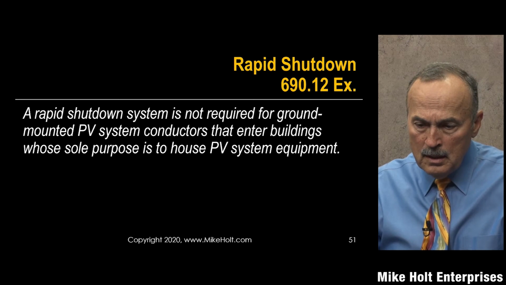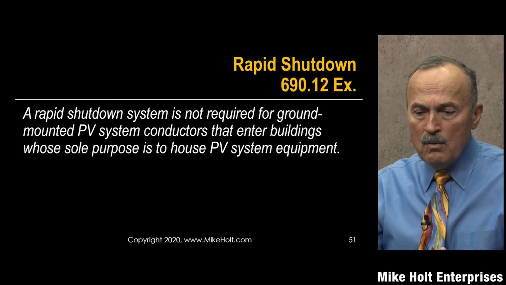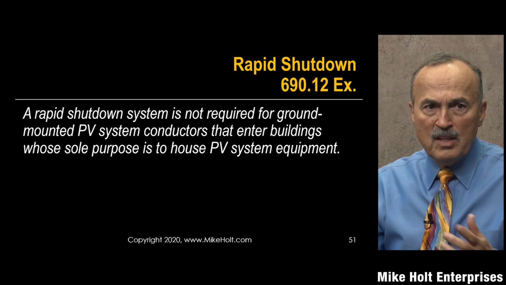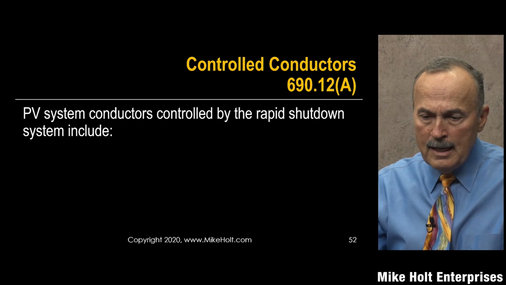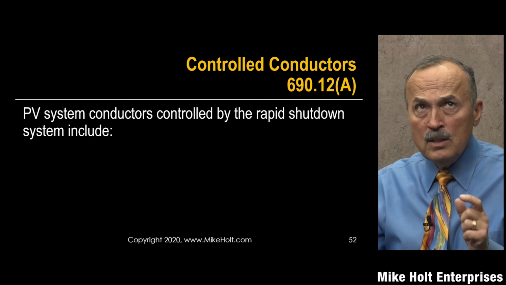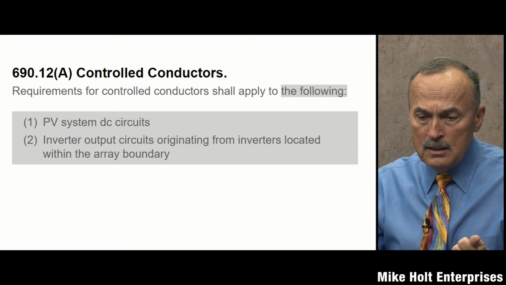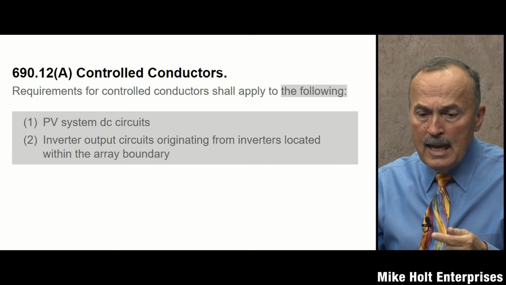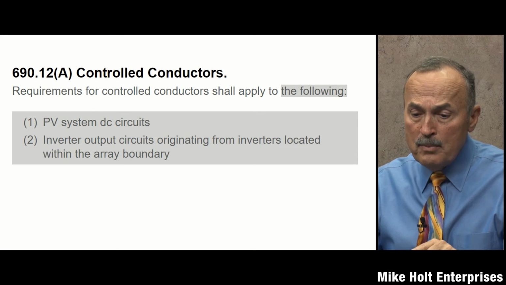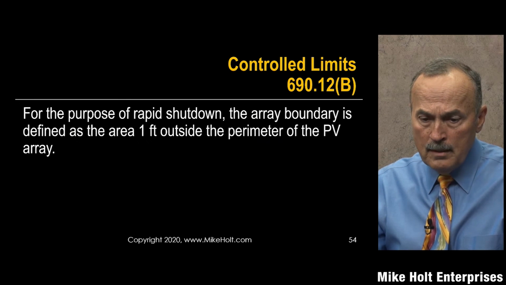There's an exception. It doesn't apply to those conductors for ground-mounted arrays that are entering a building whose sole purpose is for the PV equipment. Got that. Don't need to worry about that. Now, the PV system conductors controlled by the rapid shutdown include, these are the ones I have to control, the PV system DC circuits and any inverter output circuits located within the array. Okay, I understand what I'm controlling.